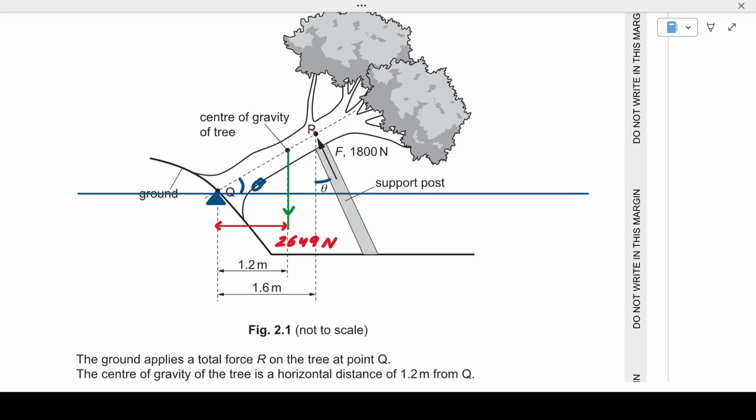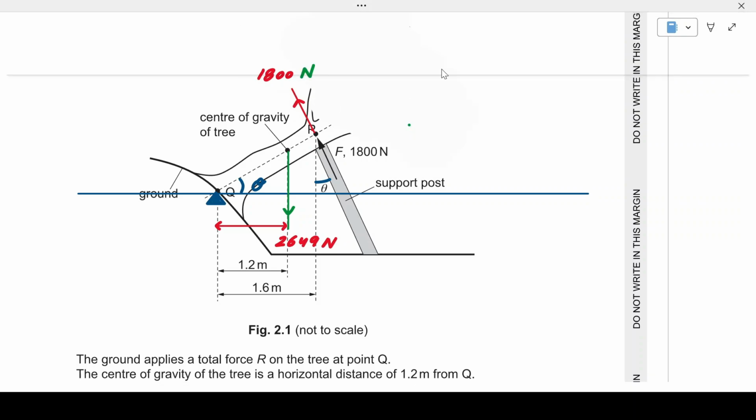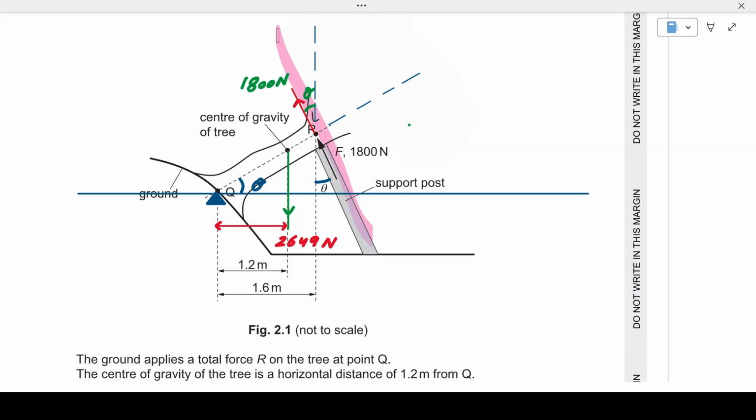So this force is 1800 Newton, upward. I can also draw it over here. I mean, the force is the same, 1800. And I really want to get rid of the tree, because we don't have the perpendicular distance between pivot and that force. The direction of force is this one. So we draw a line here. We draw a line parallel to this one through the pivot. That should be the perpendicular distance. Do we have this distance?